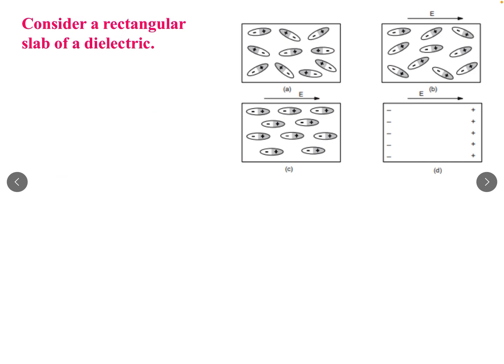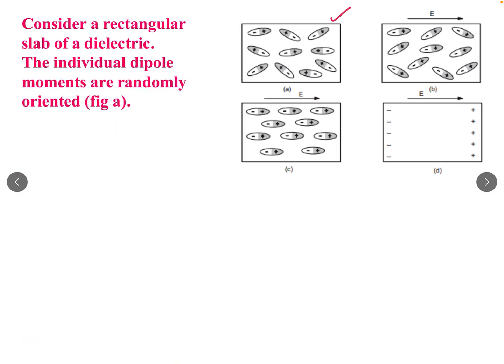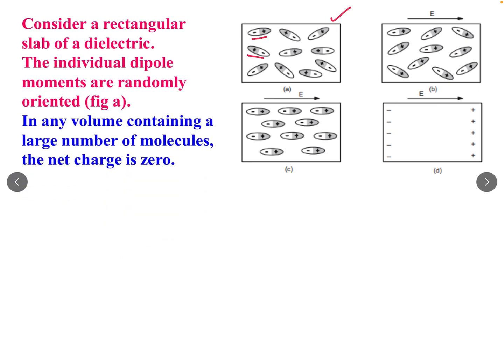Consider a rectangular slab of a dielectric. Here we can see carefully that these molecules are polar molecules. The individual dipole moments are randomly oriented. We can see this one's direction is opposite to this one. So individual dipole moments are randomly oriented and the net dipole moment of this material is 0. In any volume containing a large number of molecules, net charge is 0.